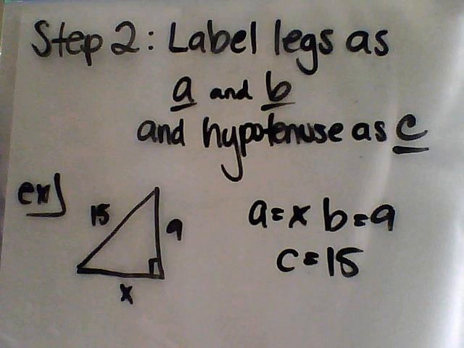Step 2 is to label the legs as A and B, and the hypotenuse as C. In our example here, A is x because that's one of the legs, B is 9, that's the other leg, and C is 15, which is the hypotenuse.